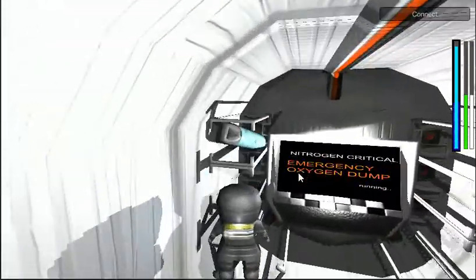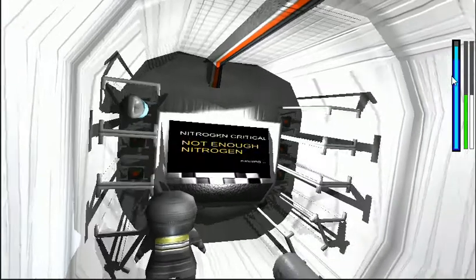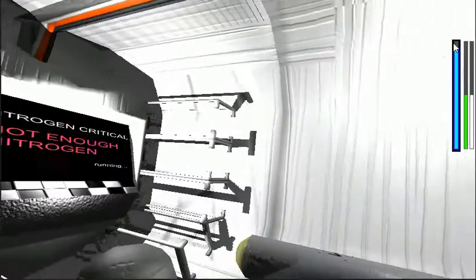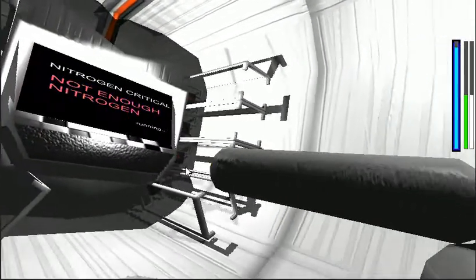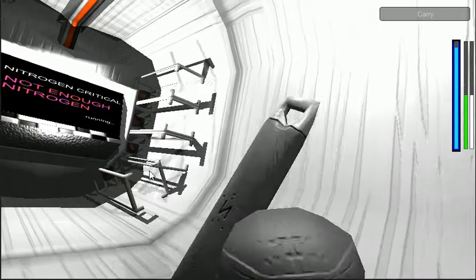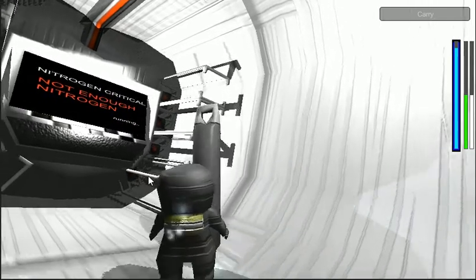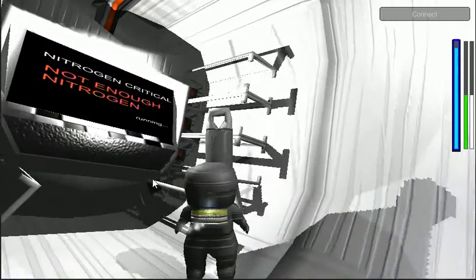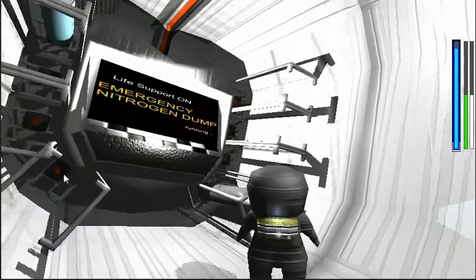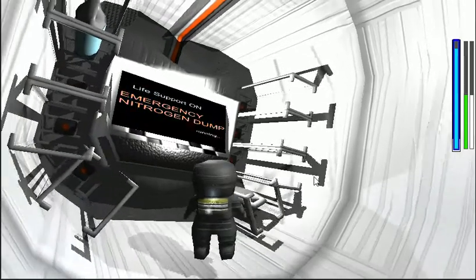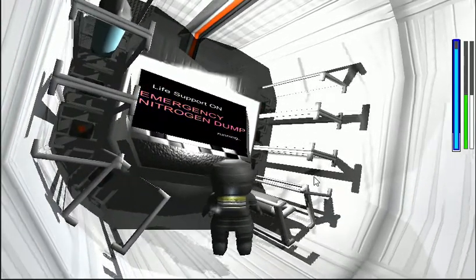There you go. So it's dumping oxygen. You might be able to see a blue line going up here saying that there's oxygen in the room. Normally there wouldn't be just oxygen, so let's go ahead and put in some nitrogen. Alright, there we go. And now you probably can't hear it, but there is the sound of an air conditioner starting up.